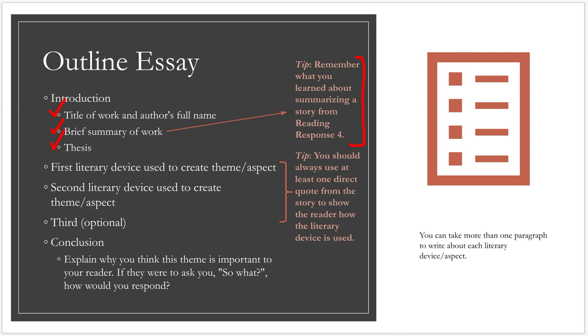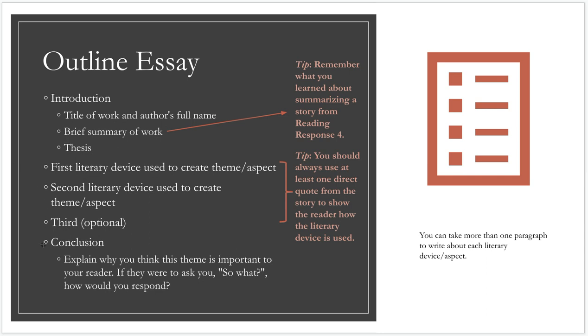Okay, so from there, in the body of your paper, you would then give the evidence for the 3 things you outlined in your thesis. Now you should always have at least one direct quote from the story to show the reader each of the literary device or aspect that is being used. Okay, and I'll talk more about that in a minute.